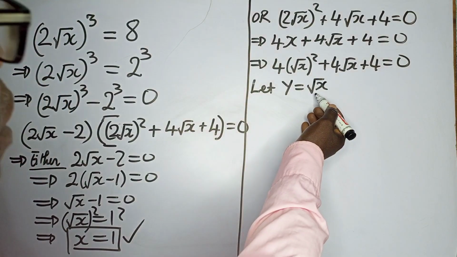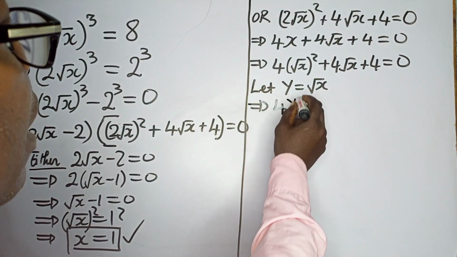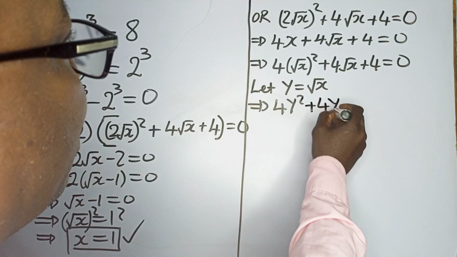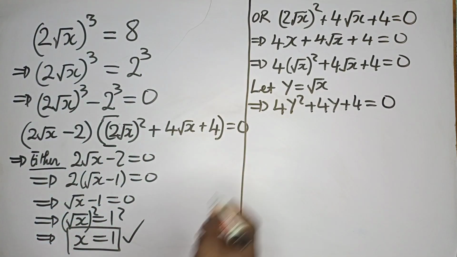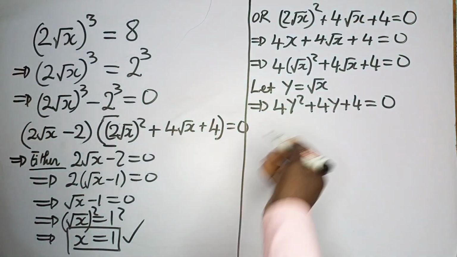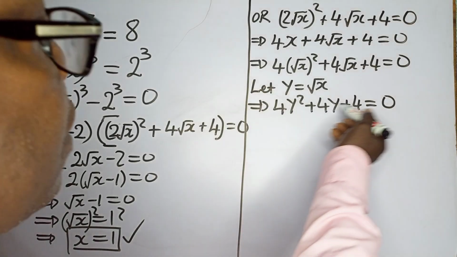So wherever we see root x, we're going to put y. Our expression becomes 4y squared plus 4y plus 4 equal 0. So this is the quadratic that was hiding there. We have now brought it out in a much more visible manner. Okay, we see 4 is common all through.